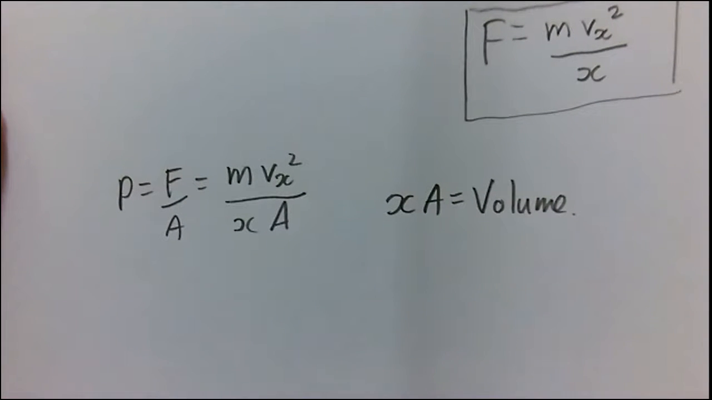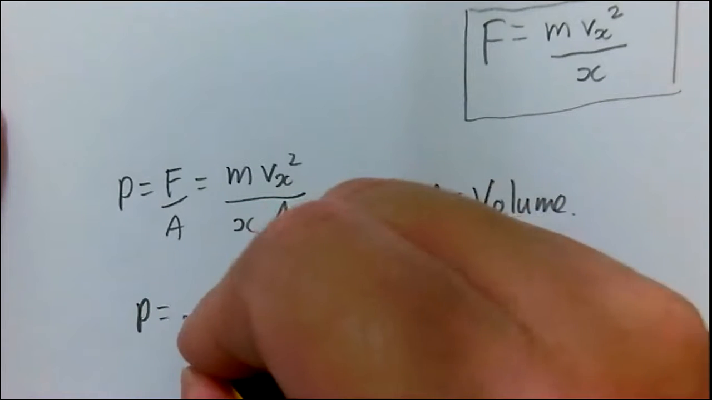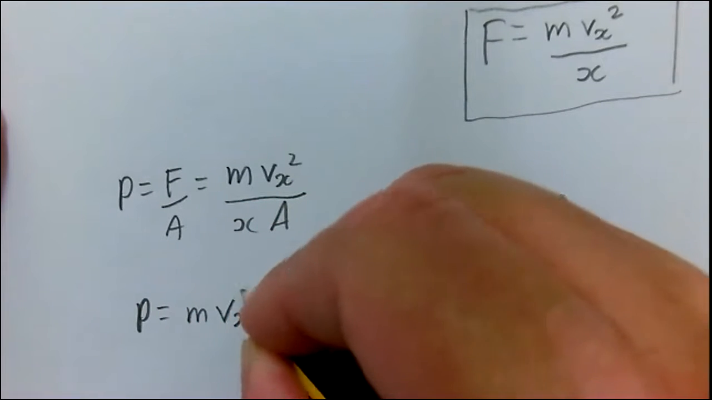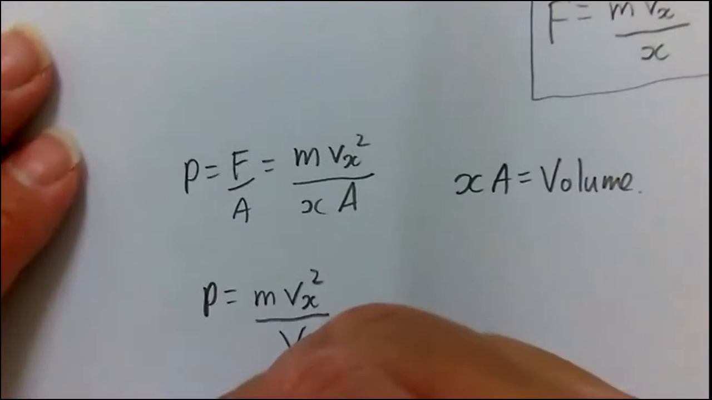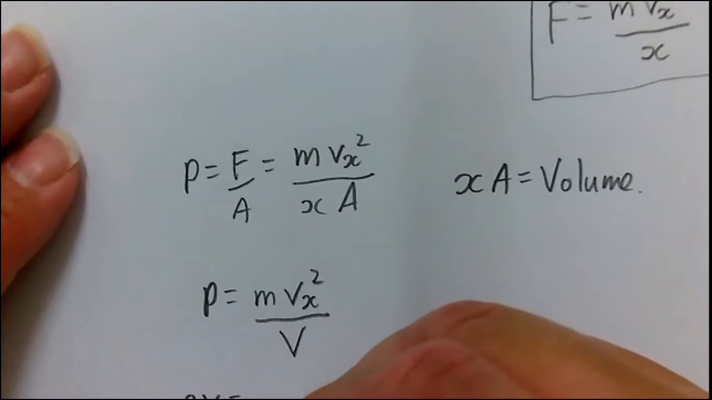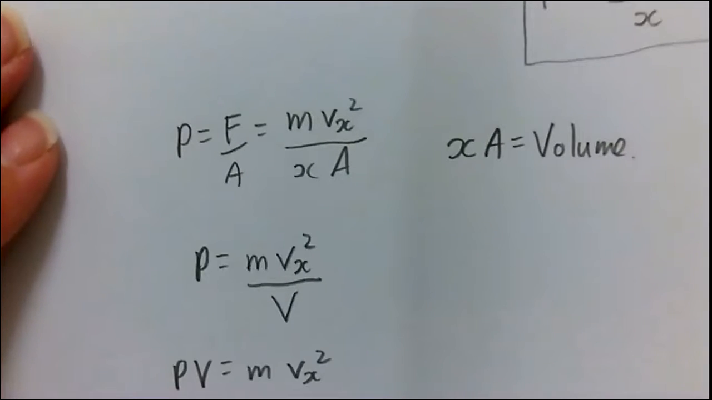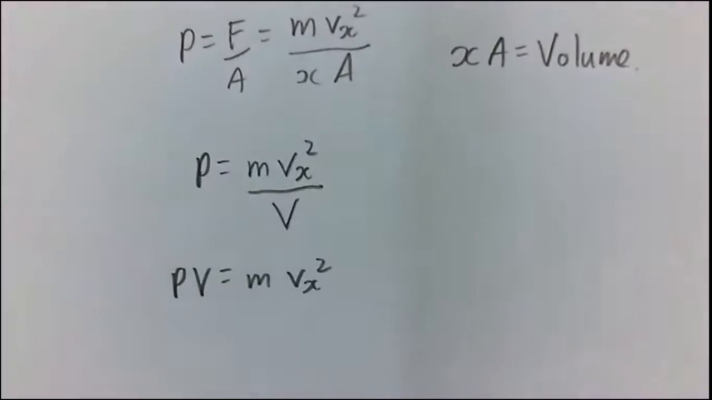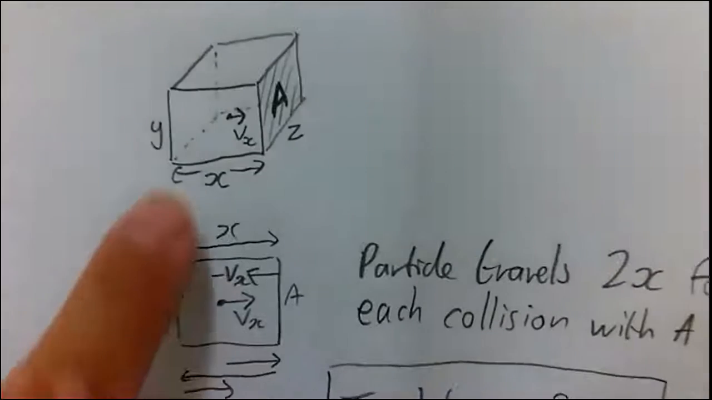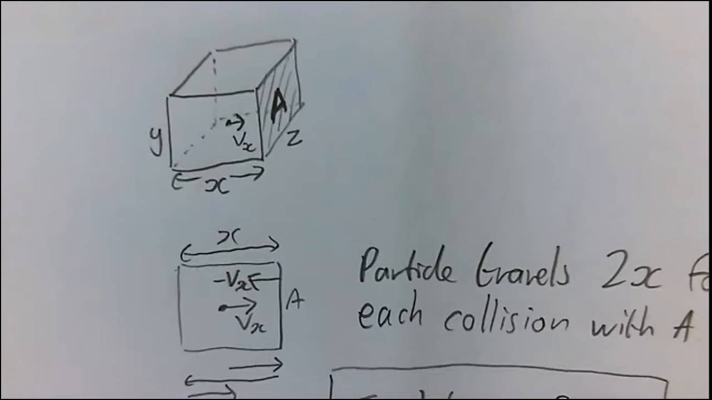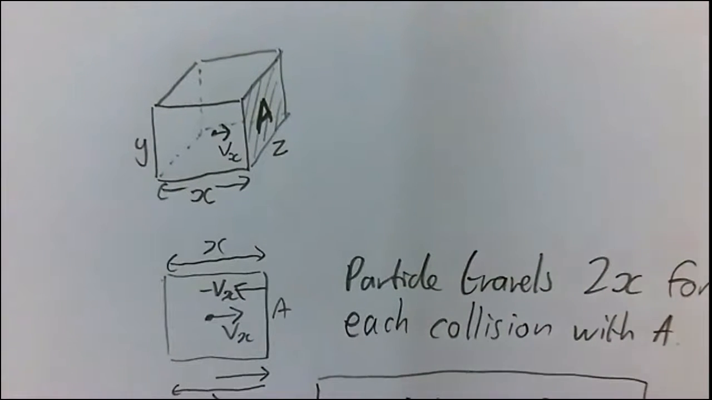If that's the case, then we end up with pressure is equal to m Vx squared over the volume of the vessel, or PV equals m times Vx squared. That looks pretty good so far. So that's where we start for one particle moving in the x direction. But we've got 2 problems with that. First of all, particles don't just move from left to right, they move in random directions.